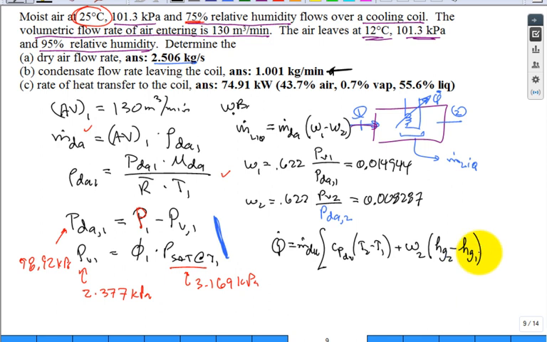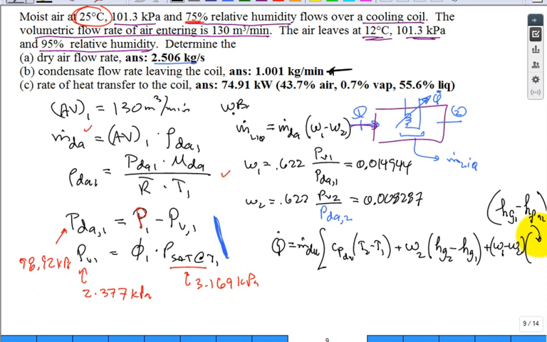Both of these are my sensible cooling of the dry air, sensible cooling of the vapor that stays vapor. And then I have the third term, the latent. The latent is your omega 1 minus omega 2 times hg1 minus hf at the temperature T2. That all goes right there. We wrote those equations earlier.